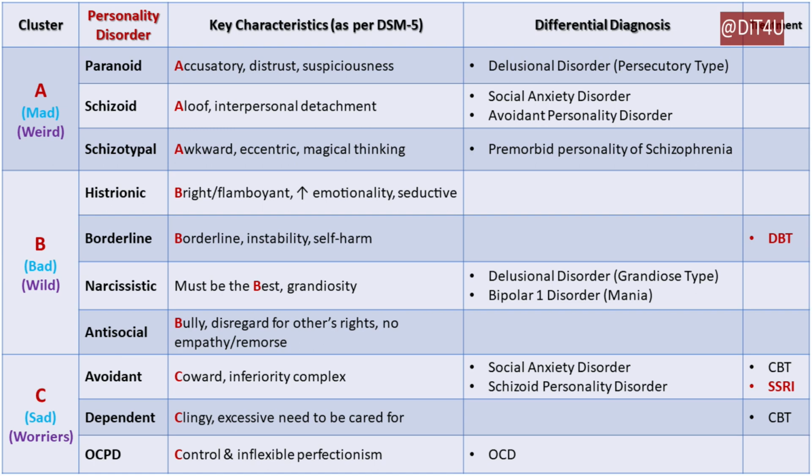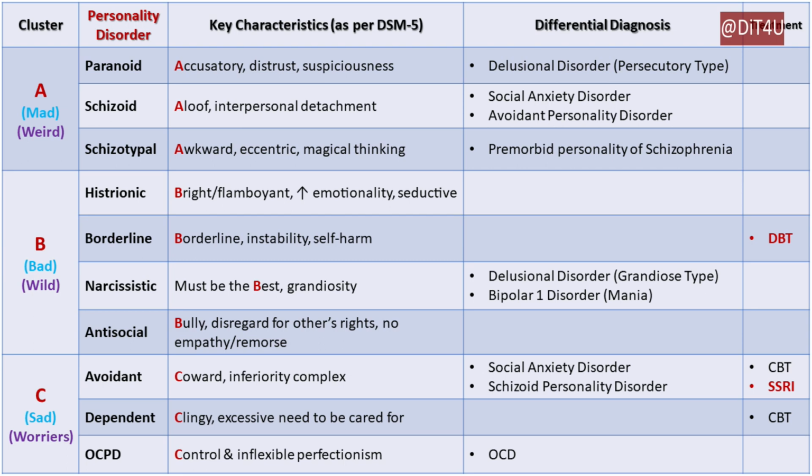Okay. So under cluster A, you have paranoid, schizoid, and schizotypal. Paranoid personality disorder is characterized by accusatory behavior, distrust, and general suspiciousness. Differential diagnosis: delusional disorder, persecutory type, which we'll look at later on. Schizoid personality disorder, they are very aloof. They prefer to be aloof, with interpersonal detachment. They don't want to meet people. Differential diagnosis: social anxiety disorder, avoidant personality disorder.